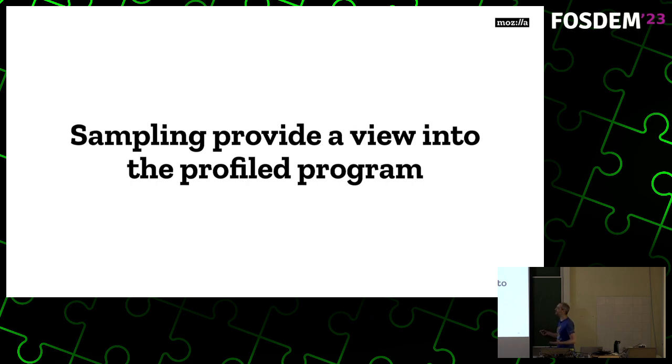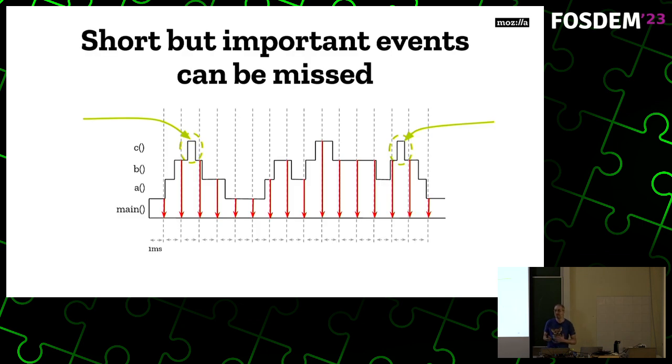So yeah, sampling is a view into the program that is currently executing, but we can miss things. Like you've seen here, because we only sample every millisecond, we can miss some of the calls, and maybe they're important, right? In this case, we see C only once because it was a bit longer, but the small ones here, we don't see. This can be missed.